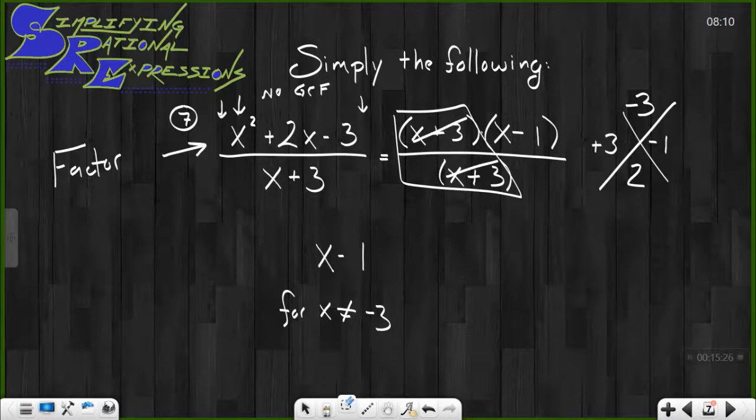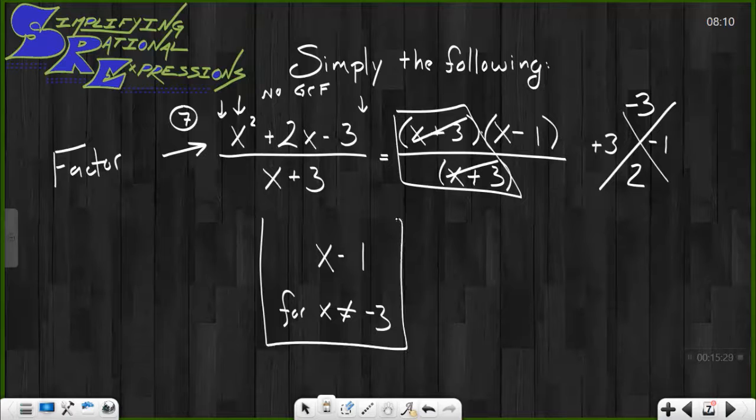All right, so I'm just going to erase this part here. I'll put the whole answer in a nice little box. It reduces down to x minus 1 as long as x does not equal negative 3. All right, that's the process. We factor our top, factor our bottom, cancel out our groups, and then state the excluded values of x.